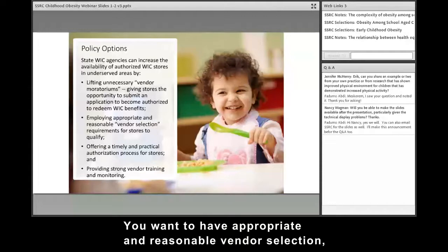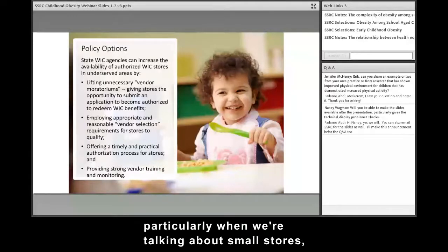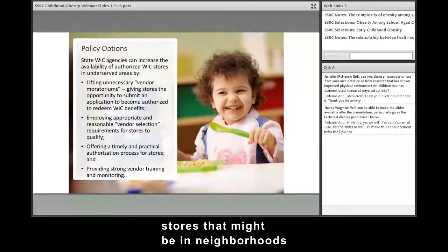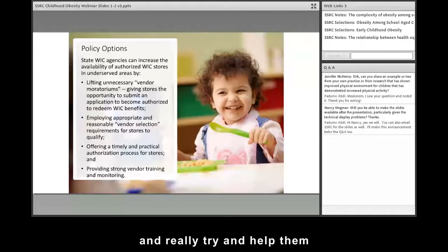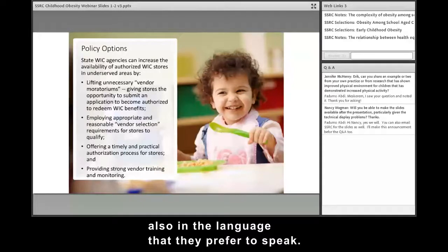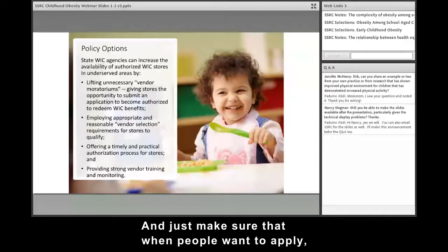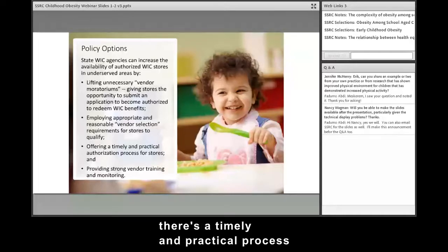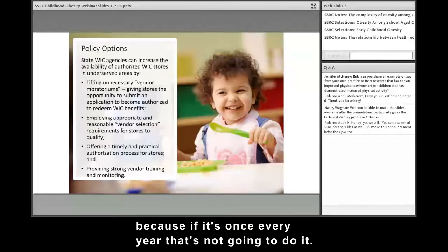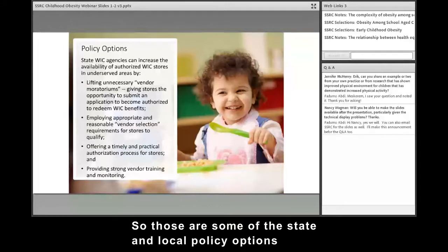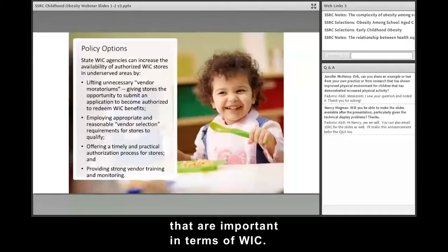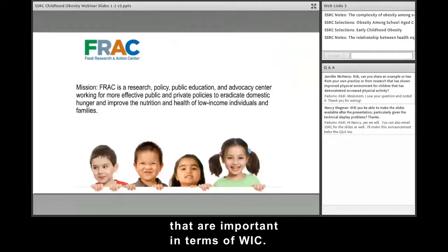You want to have appropriate and reasonable vendor selection, particularly when we're talking about small stores, stores that might be in neighborhoods where they're able to look closely at what their cultural foods needs are and really try and help them also in the language that they prefer to speak. And just make sure that when people want to apply, there's a timely and practical process because, if it's once every year, that's not going to do it. So those are some of the state and local policy options that are important in terms of WIC.